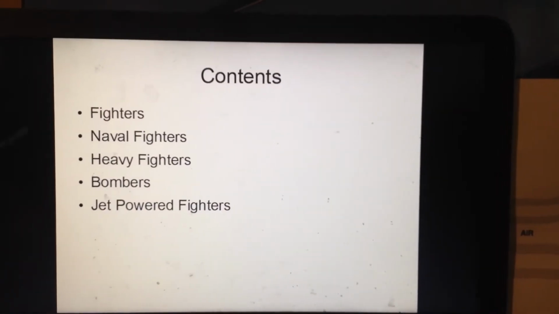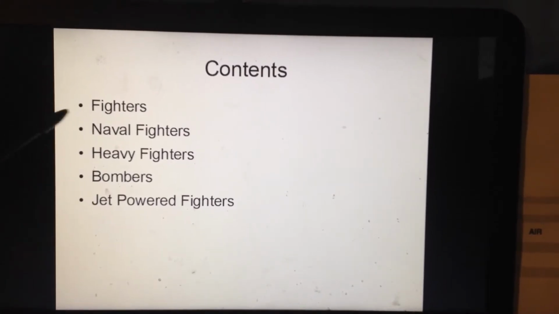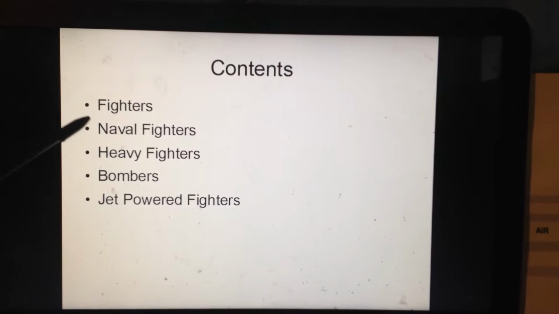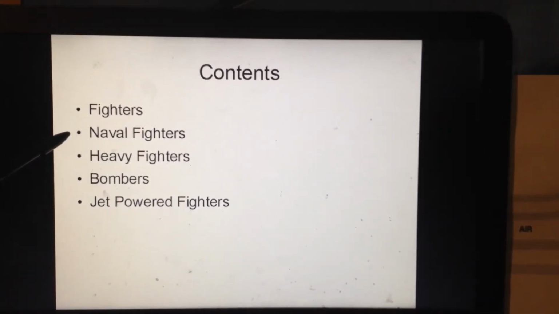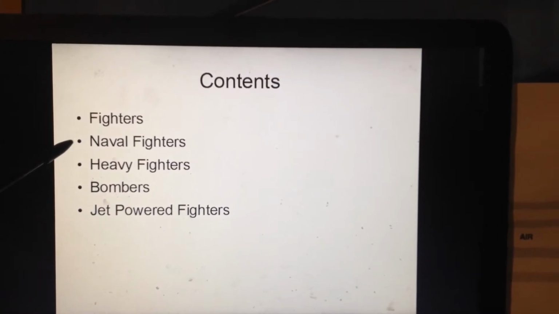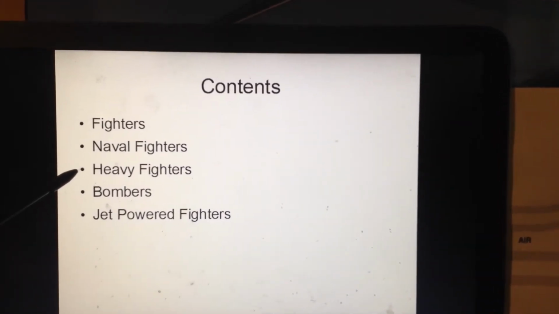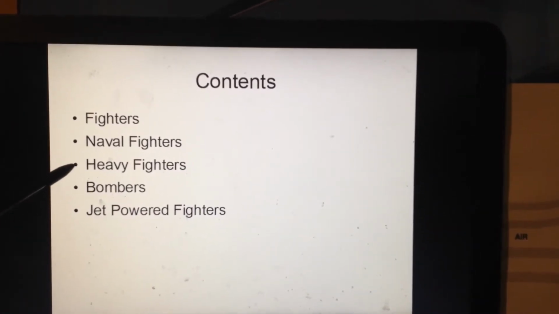Okay, so we have 5 categories of airplanes in this presentation. Number 1 is fighter airplanes, which are used by the Air Force. Number 2 are naval fighters, which are used by the Navy, and some of them can be flown off aircraft carriers. Number 3, we have heavy fighters, which are usually just fighters, they're heavier, they can carry more payload and have more engines.